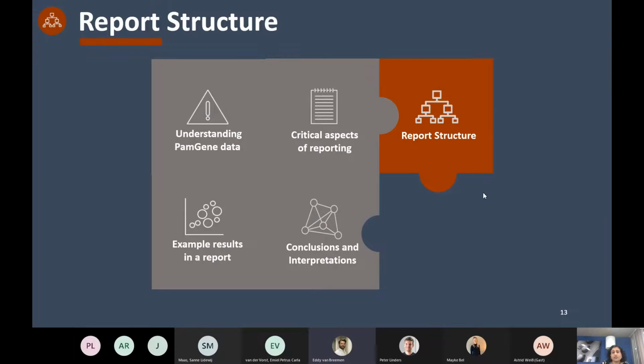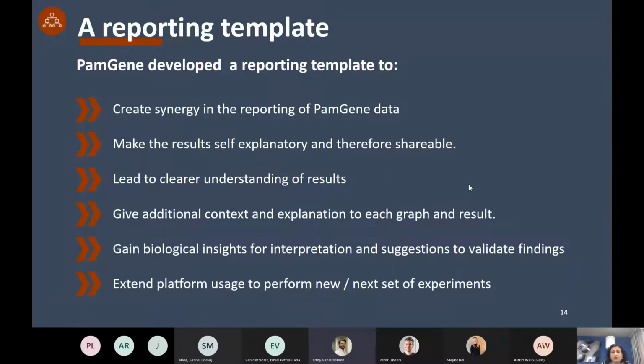So now talking about the structure. Why did we develop a reporting template? Because we said that it's nice to create a synergy in the reporting of PamGene data. Currently, even within ourselves, the services that we report or the reporting to customers differ, and we wanted to synergize that. We also want to make results self-explaining, so anyone who reads the report should be able to understand it and share it. From PhD students to PIs, everyone should understand the report once they read it.